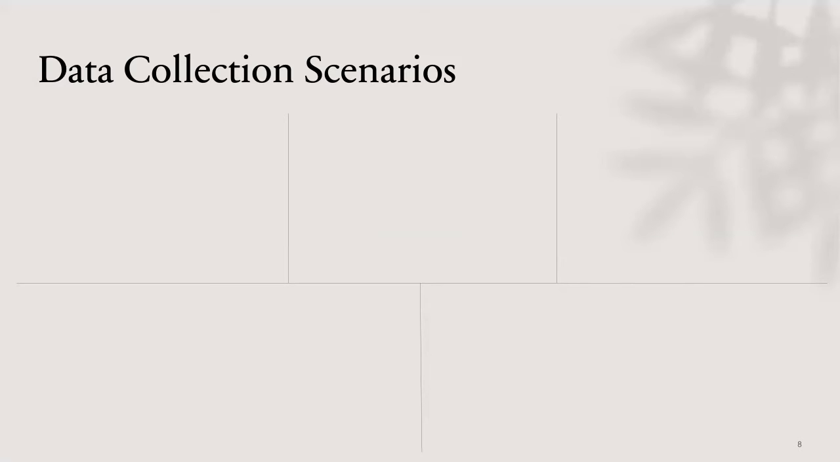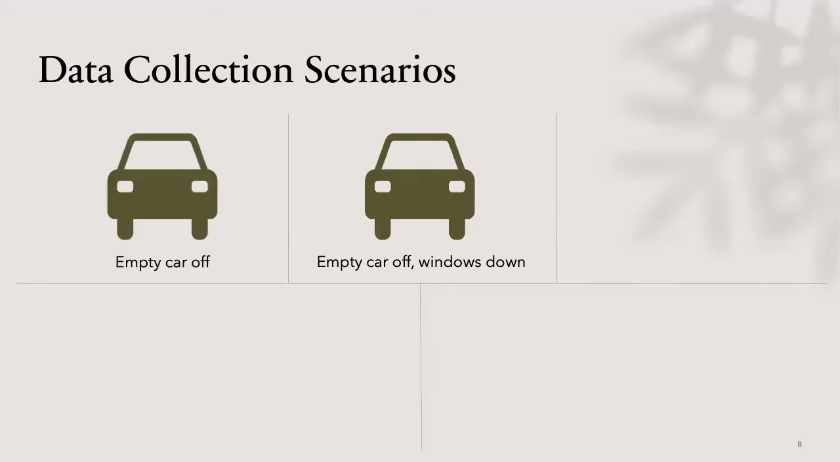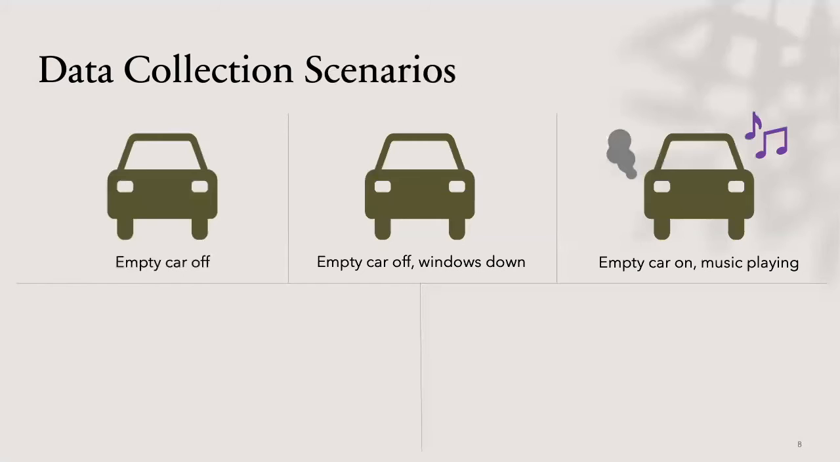I had 5 different scenarios. The first one is obviously the empty car that's off, with the windows rolled up. Then you have an empty car that's off, but the windows are down, so the microphone can pick up ambient sounds from outside, like cars driving by. Then this is the idling situation: the car is on and empty, but you have music running in the background.